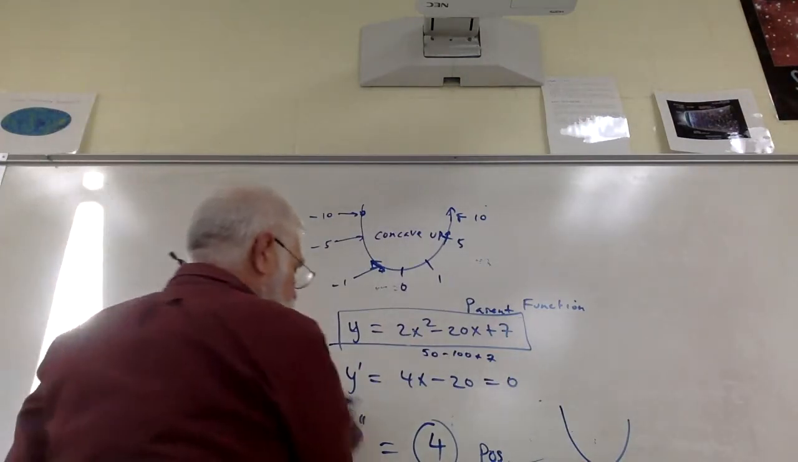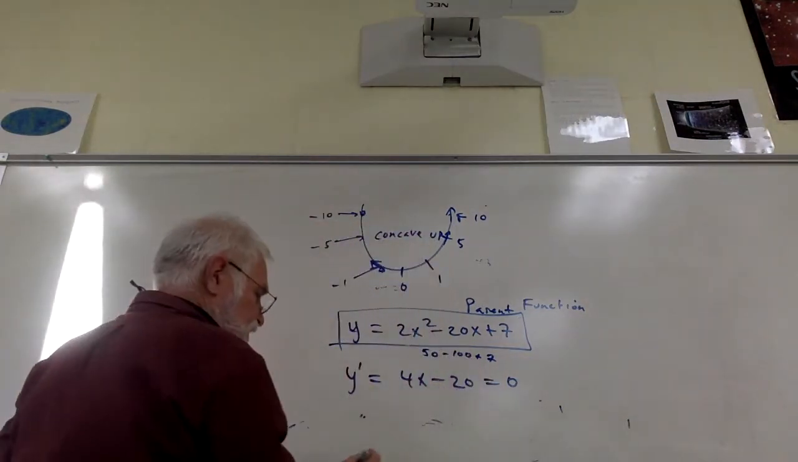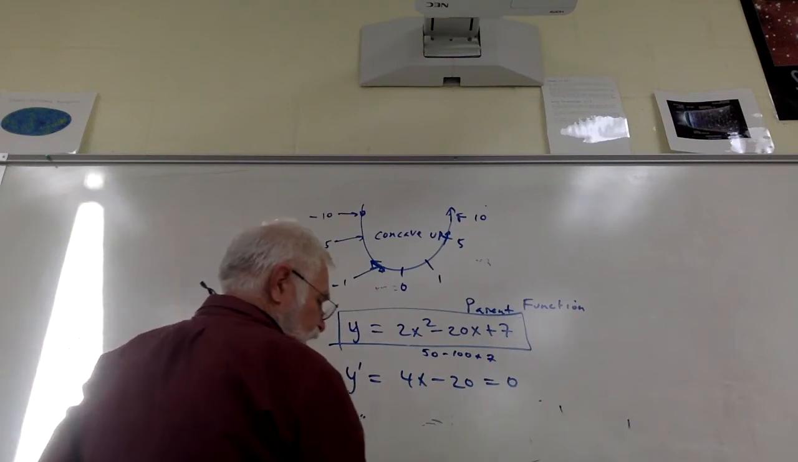Now, what if it had been a slope that was always negative? Let's say that my second derivative is always negative. Let's say negative 2.